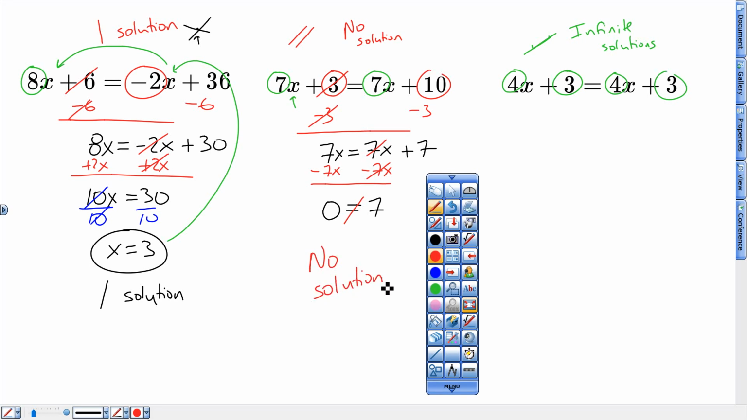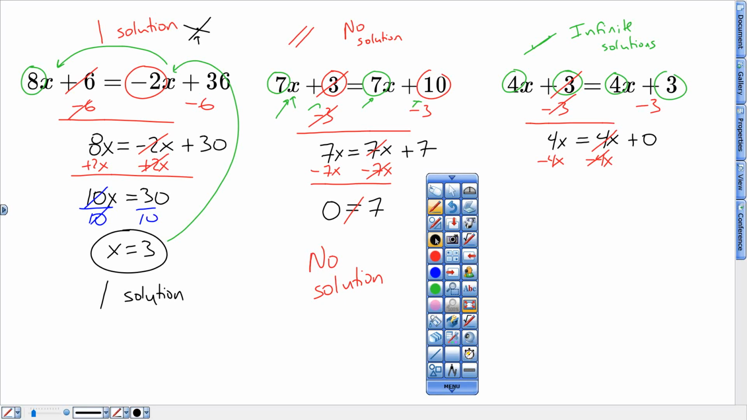There is no number in this whole universe I could plug in here and times it by 7, add 3, and then take that same number, times it by 7, and then add 10. There's no way that there's an answer to that equation right there. And then, of course, the many solution. If you're solving this, taking away 3, that gives me 4x. Bring down that equal, bring down that 4x. This gives me 0 technically. Take away this 4x right here.